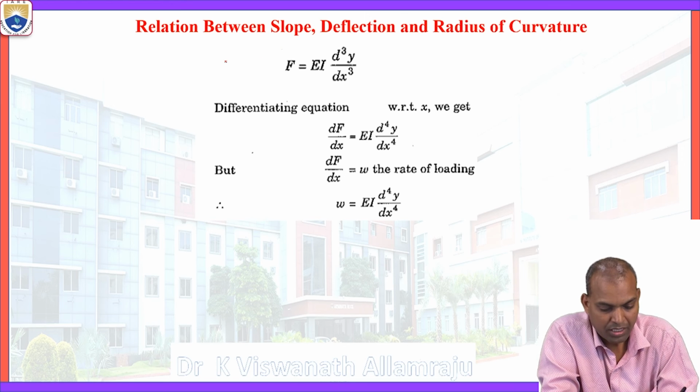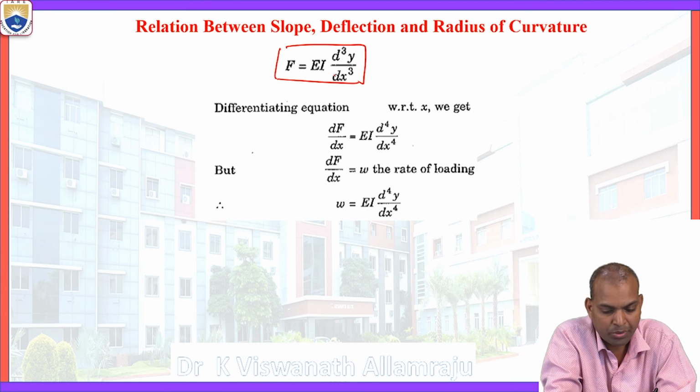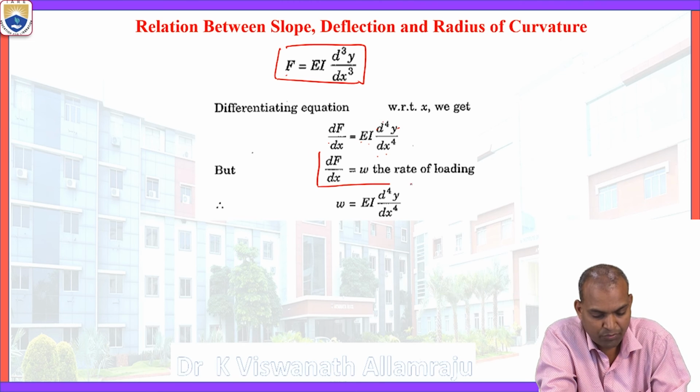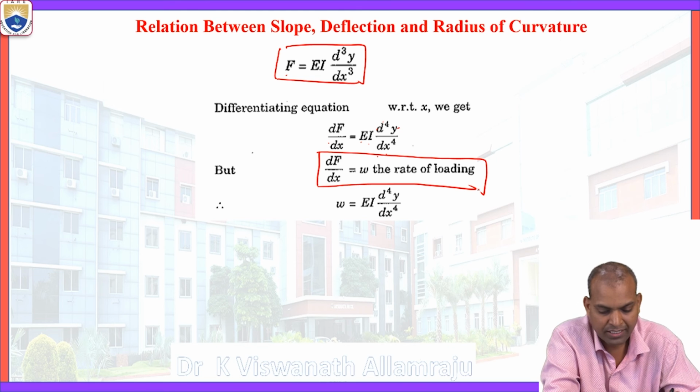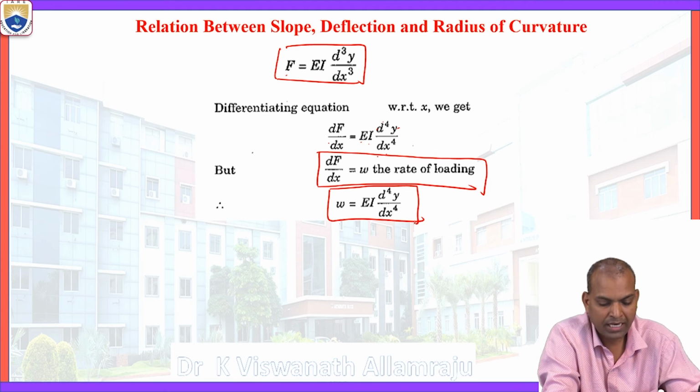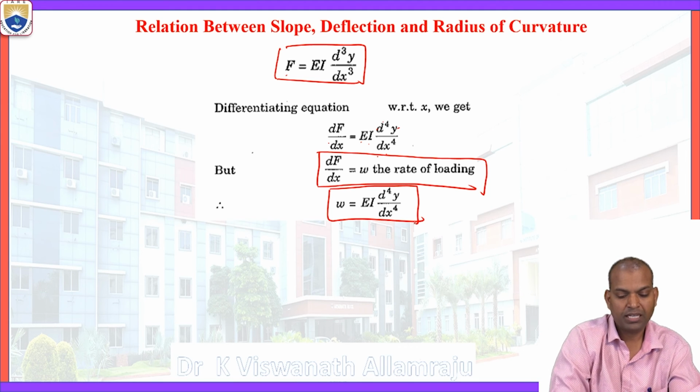So now, differentiating this equation still further, what will happen here? F equal to EI times d cube y by dx cube. If you differentiate with respect to x, then it becomes dF by dx equals EI times d power 4 y by dx power 4. This dF by dx is known as the rate of loading, small w. Then w equal to EI times d power 4 y by dx power 4.